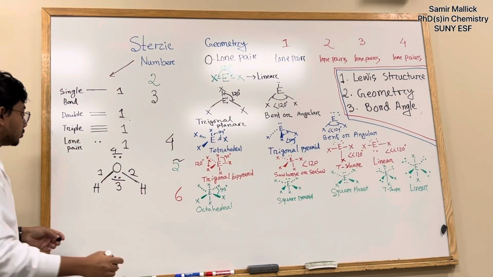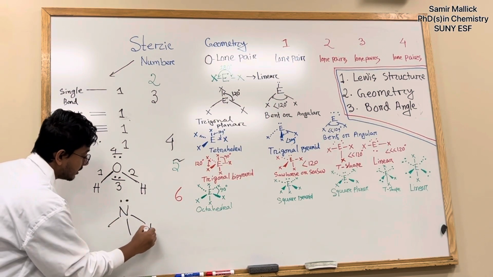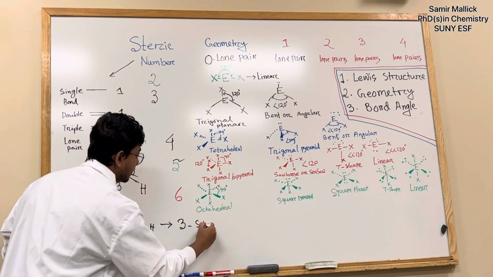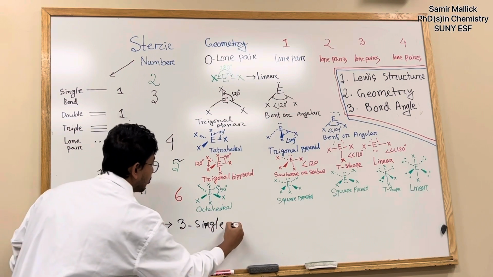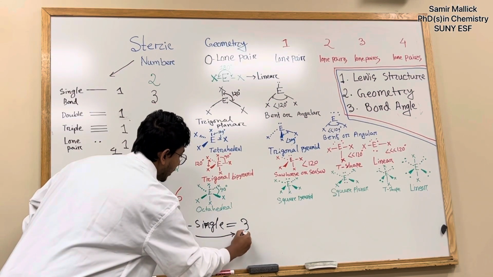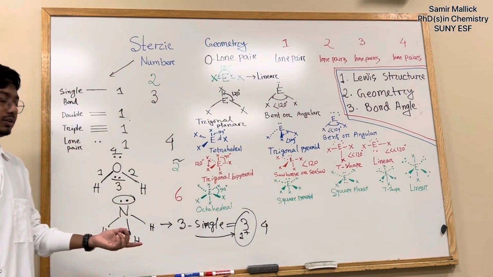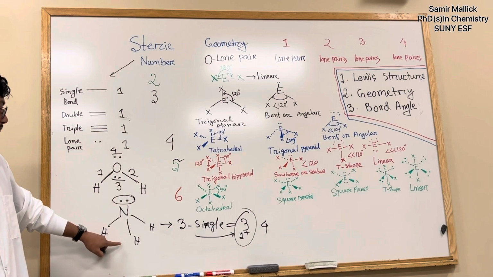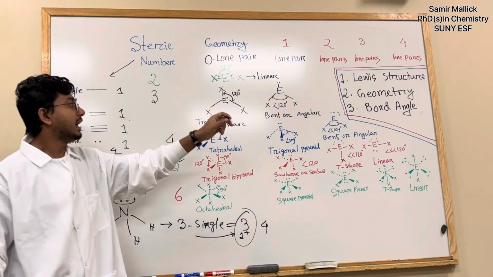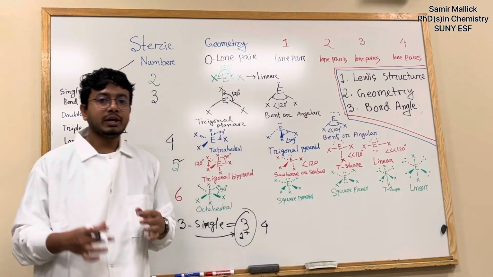Take any other compound, like ammonia. You can see the structure. Ammonia has 3 single bonds, which count as 3, and 1 lone pair, which counts as 1. So ammonia also has a steric number of 4. Once we count that 4, or any steric number, we can go through the general topics and work out the Lewis structure, geometry and bond angle of any compound.